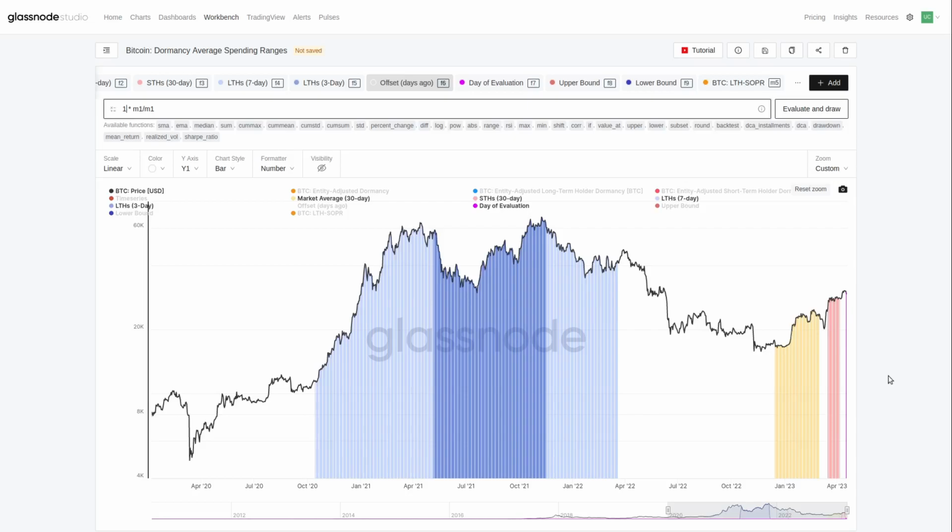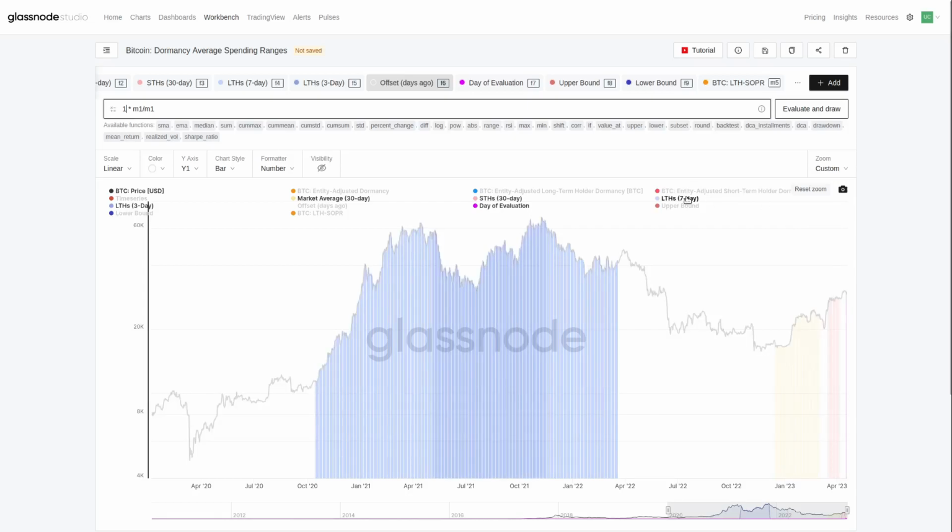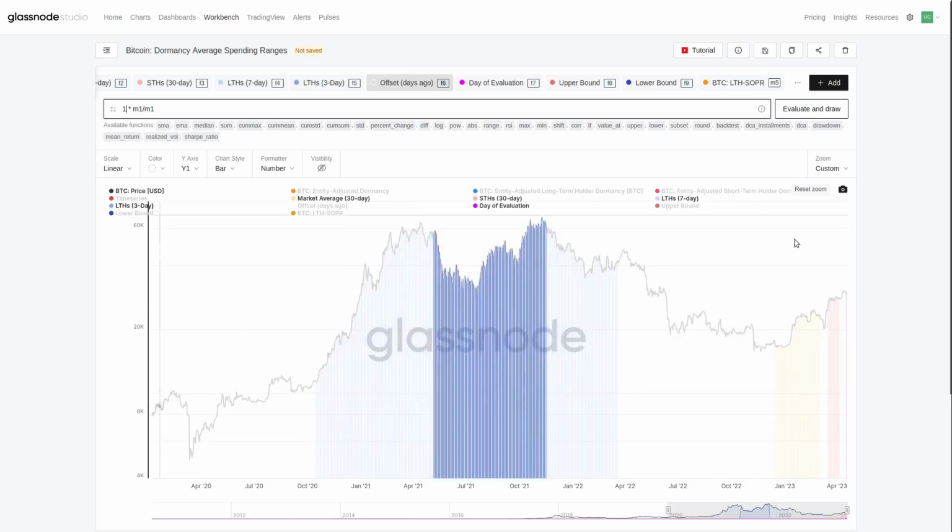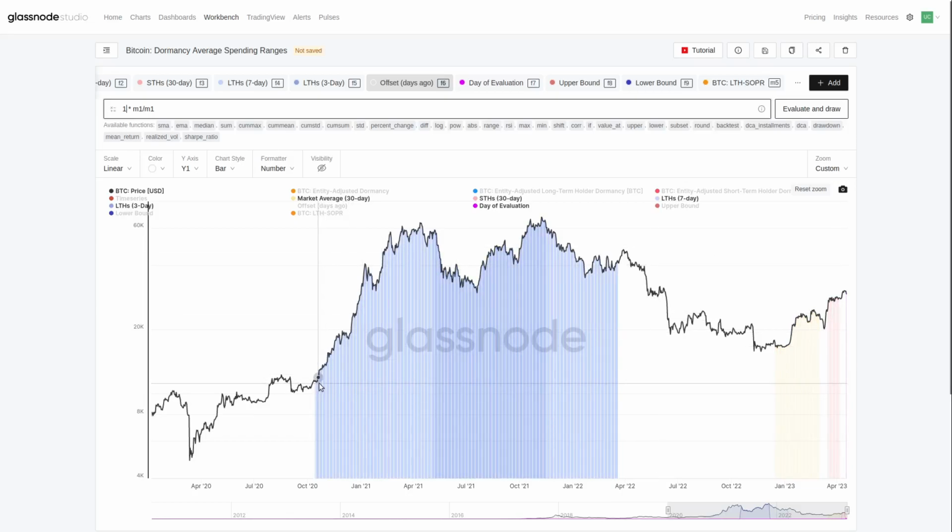So what I've done here is look at only the last 7 days, which is the light blue, and then the last 3 days. The way to think about this: over the last 7 days, what is the average area on the price chart where long-term holder coins came from? And you can see we're pretty much everywhere. And again, this is the average.